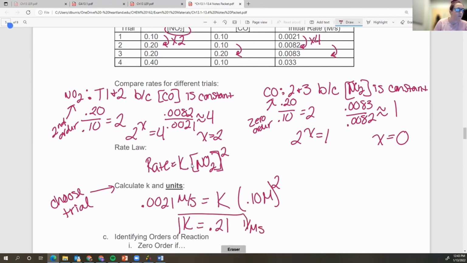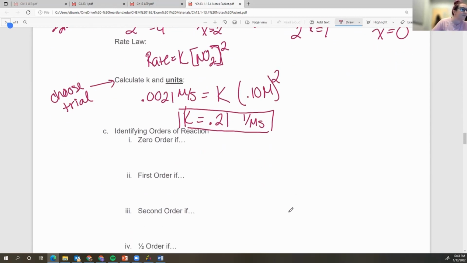Oh, oops. Sorry. I do that on here sometimes. I'm just boxing my answer. Give me that pen back. There. Okay, so that's my answer. k is 0.21, and 1 over molarity seconds is the unit. All right.